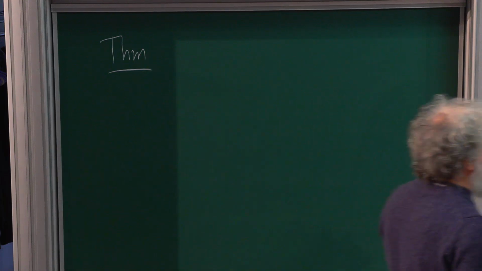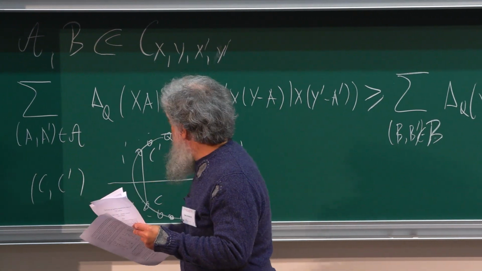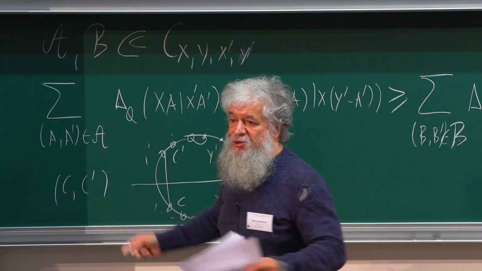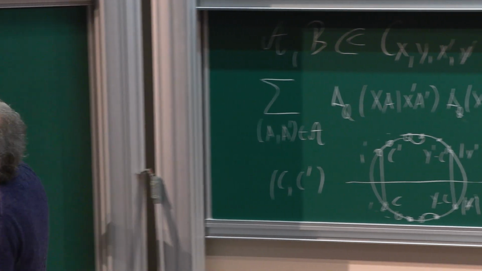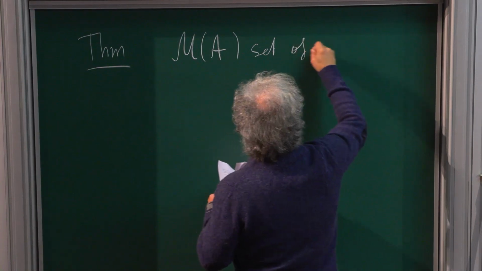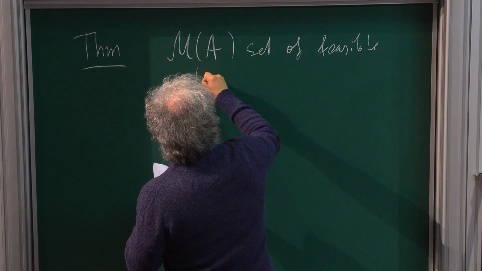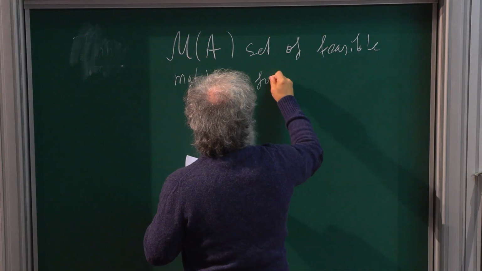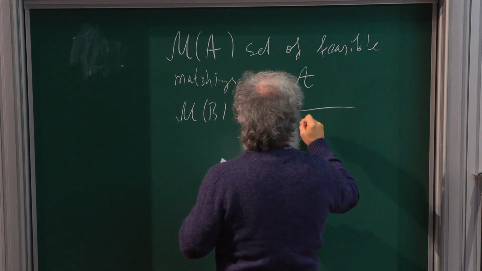So the following I also need here before I formulate it. For each pair in A, I get the set of all feasible matchings obtained just due to this definition. So we define M of A as just the set of feasible matchings. So before the theorem, M of A and M of B for B.